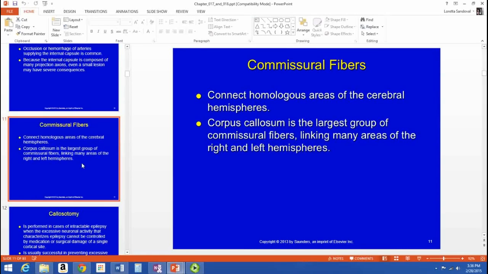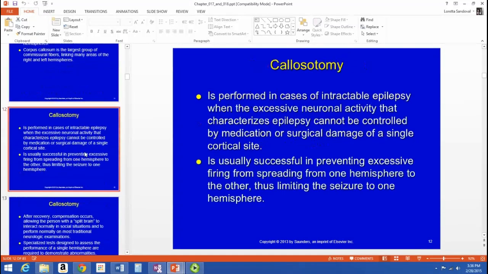Commissural fibers, which are some of the subcortical white matter, connect homologous areas of the cerebral hemispheres, so they connect left to right. The areas in the left that are homologous to the areas in the right hemisphere. The corpus callosum is the largest group of commissural fibers, and it links a lot of areas of the right and left hemispheres. So I'm sure in A&P or psychology class you've heard about where they do a callosotomy. They cut through the corpus callosum, separating the 2 hemispheres, and it's done in cases of intractable epilepsy to slow down the excessive neuronal activity, because that's epilepsy.